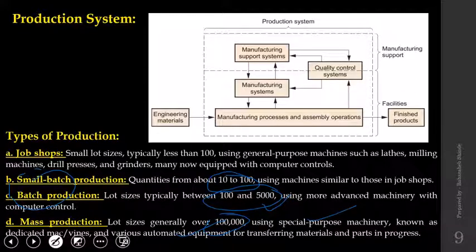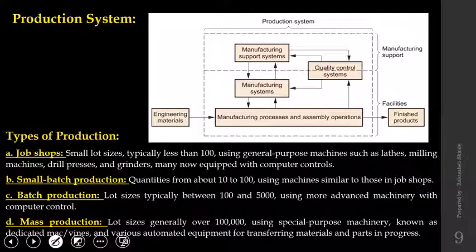Now, in case of batch production, the quantity is not that large, but still it is considerable. 100 to 5,000 is also a considerable quantity. So we need to go for advanced machinery, and sometimes computer controlled machinery. But we need not go for special purpose automated equipment, because that much production rate is not there. Okay. The next one is job shop production.